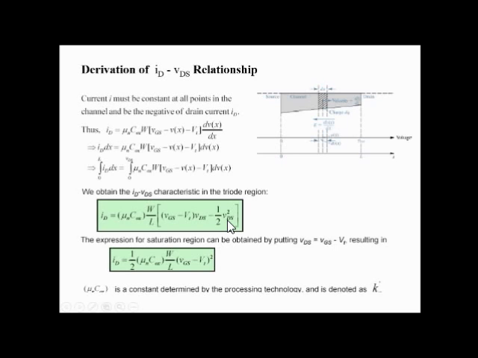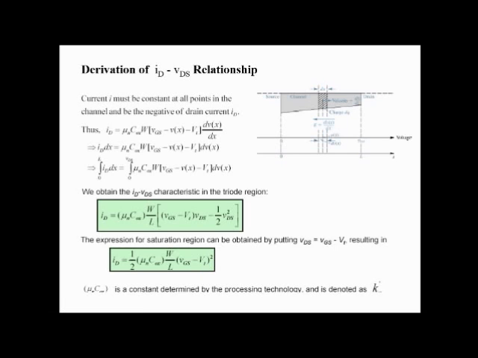So the expression for saturation region can also be obtained. So remember, in case of saturation region, I have told you VGS minus VT is equal to VDS. So we can replace this term by VDS and we get ID equals half mu n COX W by L, VGS minus VT whole square.